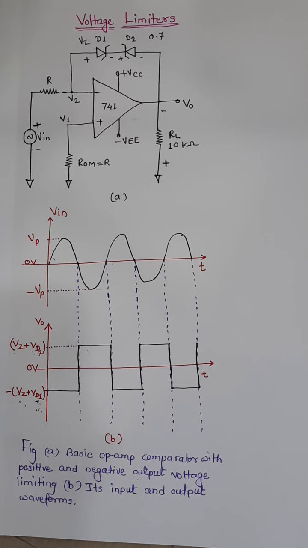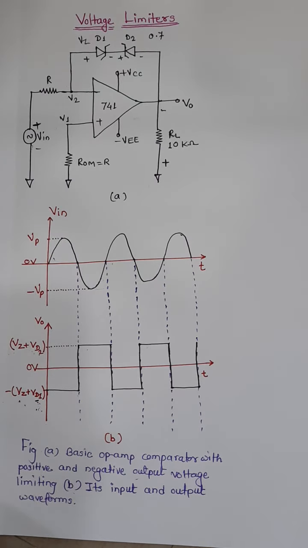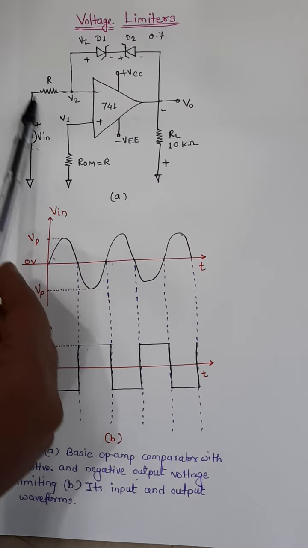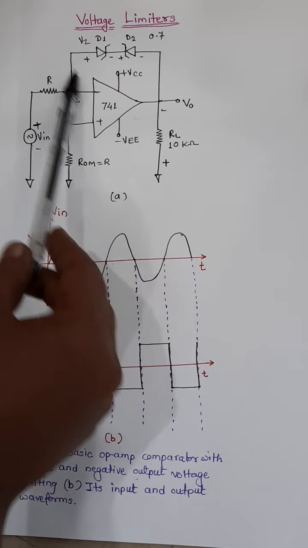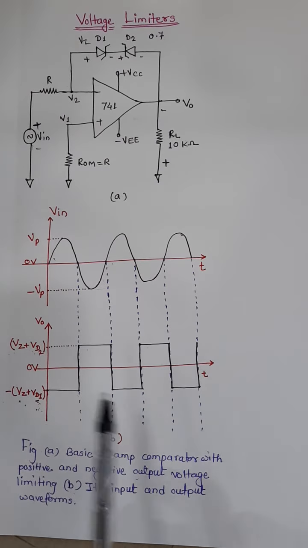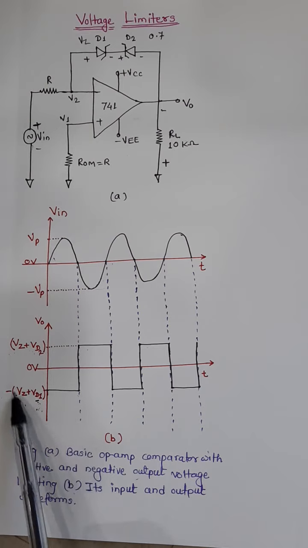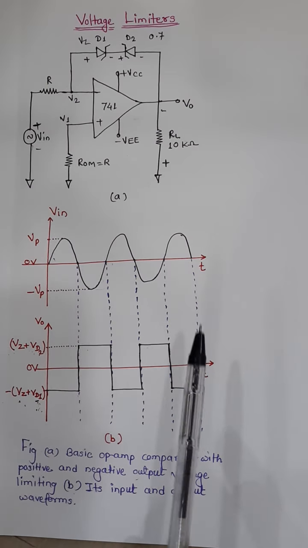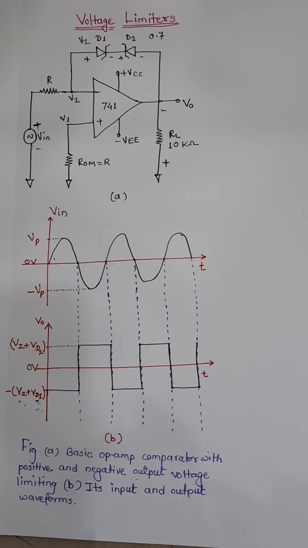Okay, so from this we can also see that the input terminals of the op-amp are at virtual ground. We have already discussed virtual ground. So Vin will appear across R and V0 will appear across these two diodes. The output voltage waveform has been plotted according to this concept, that the output voltage is nothing but the voltage drop across the diodes D1 and D2.